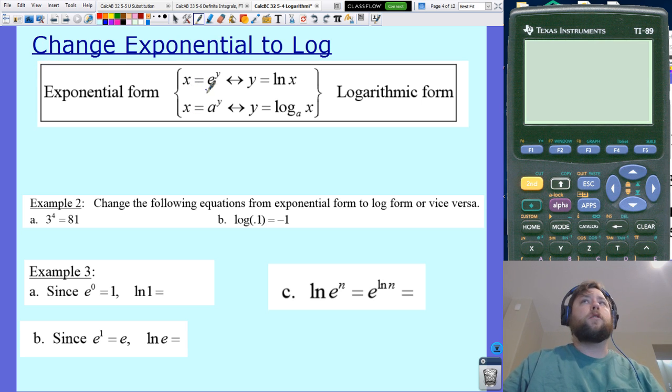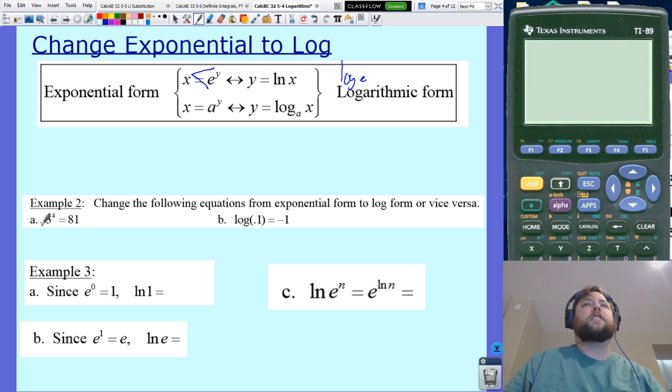So exponential form might look like x equals e to the y, and that can convert to y equals ln of x. Think of it this way, as log base e of x equals y. That's how I kind of thought of it. Ln of x is the same thing as log base e. And you can convert back and forth. It's one of those things to memorize.